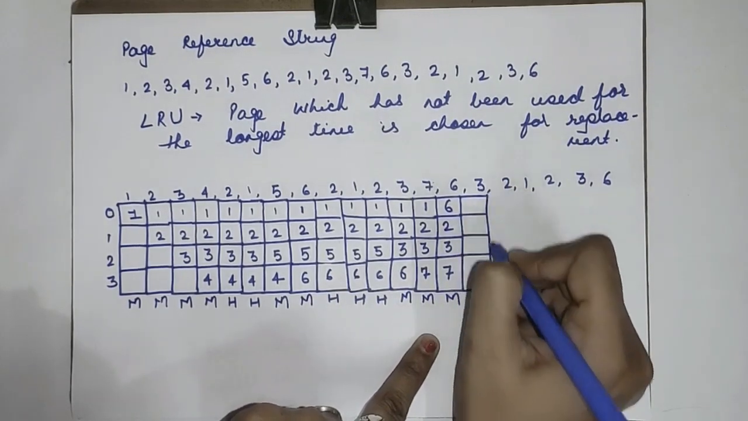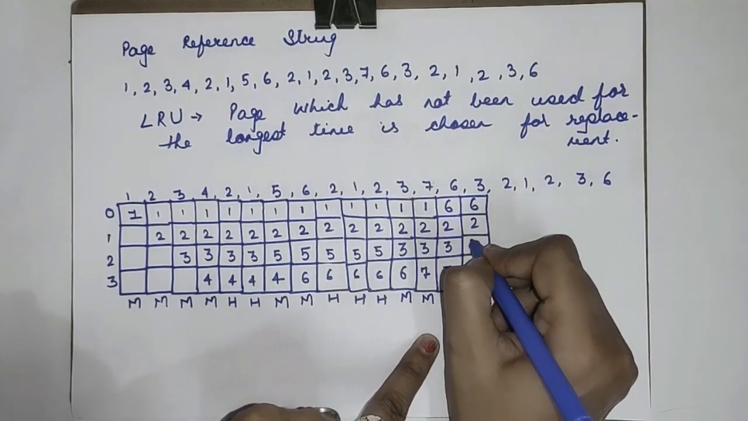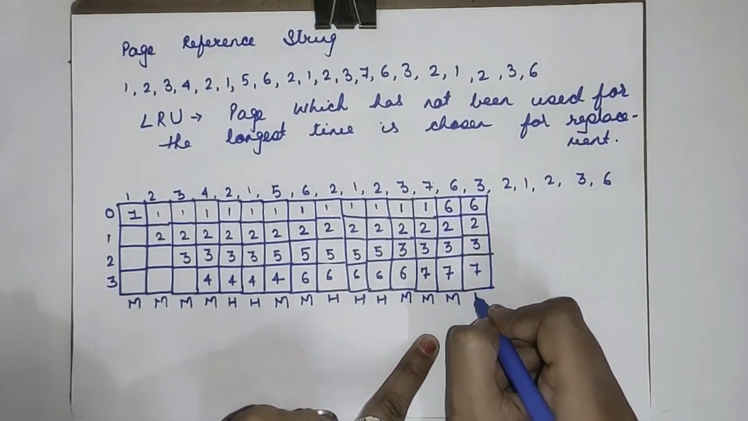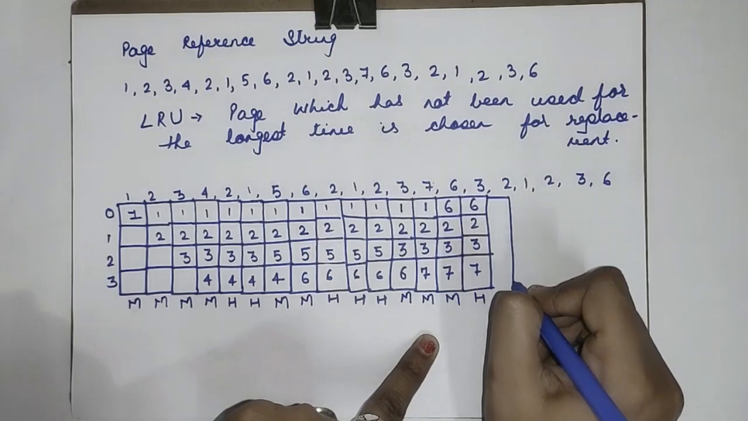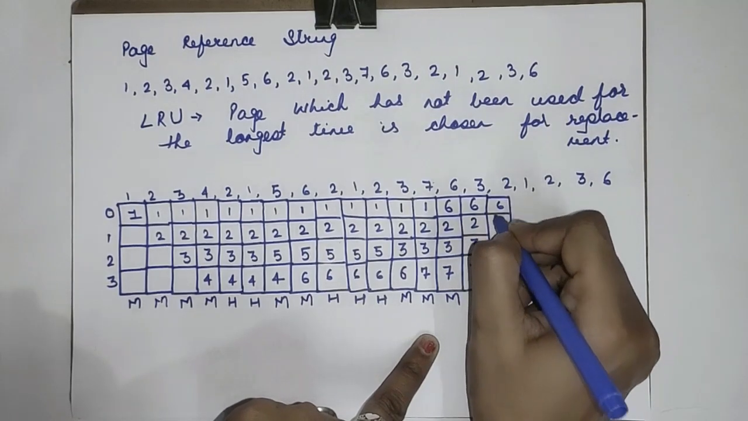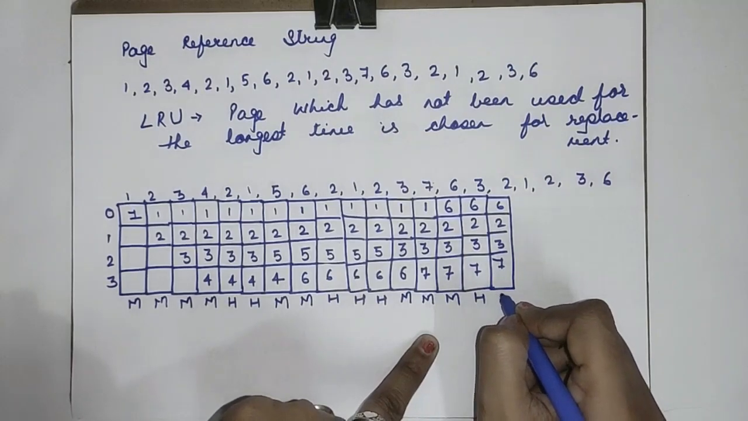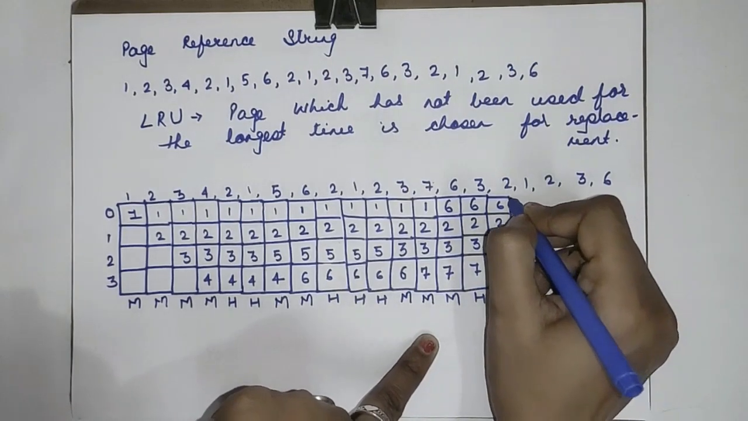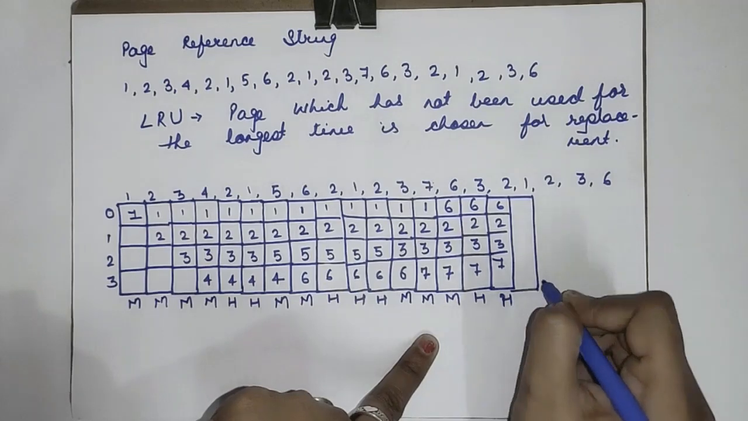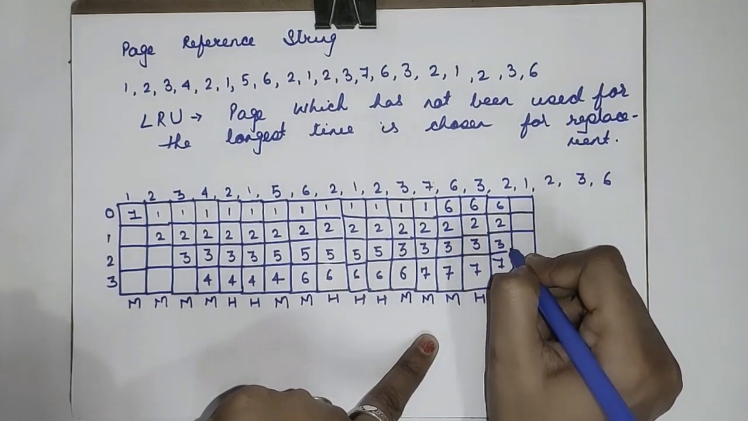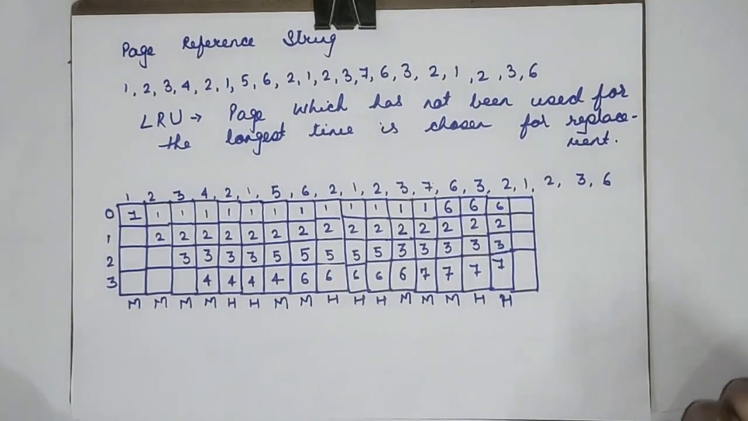So there was a miss again. Next you have 3. So 3 is already present in memory. Very nice. So we'll just write a hit over here. Next you need 2. So 2 is also present in memory. So no confusion. You are going to have a hit over here. Next you require 1. So 1 is not present in memory. So what are we going to do?